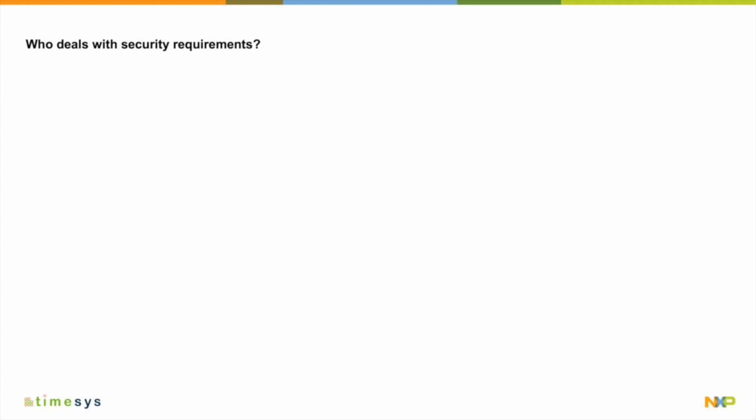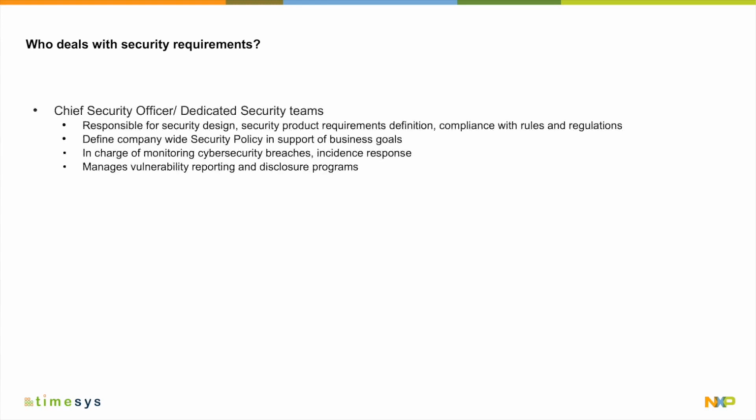Who deals with security requirements? Let's take a look at various members of our teams that are exposed to security. If we have a security officer or security team, they are probably the key personnel on our team that are in charge of everything security, responsible for designing requirements definition, compliance with rules and regulations. They are establishing the security policies in support of business goals. They are also the ones putting in place processes for monitoring cybersecurity, monitoring devices for breaches, and designing what's going to happen when a breach occurs.